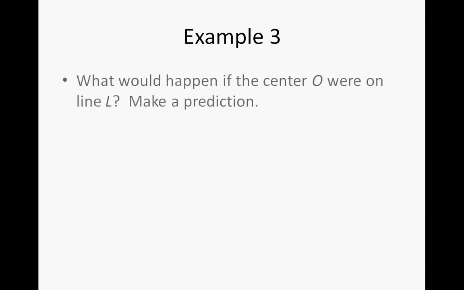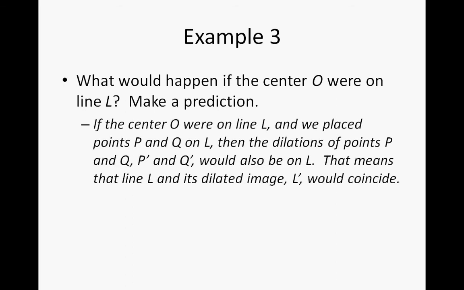All right, so for example 3, what's going to happen if the center O is on line L? So what's going to happen if it's not off of it, but on it? Go ahead and write your prediction down. What do you think is going to happen? Well, if the center O is on line L, we place points P and Q on L, then the dilations of points P and Q, which would be P prime and Q prime, would also be on L. That means that L and its dilated image, L prime, would coincide.